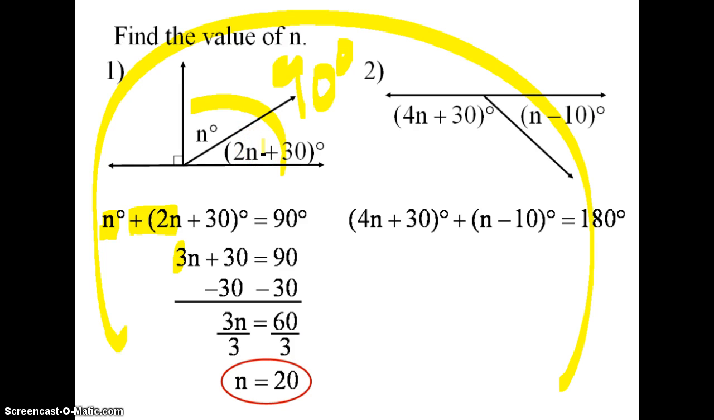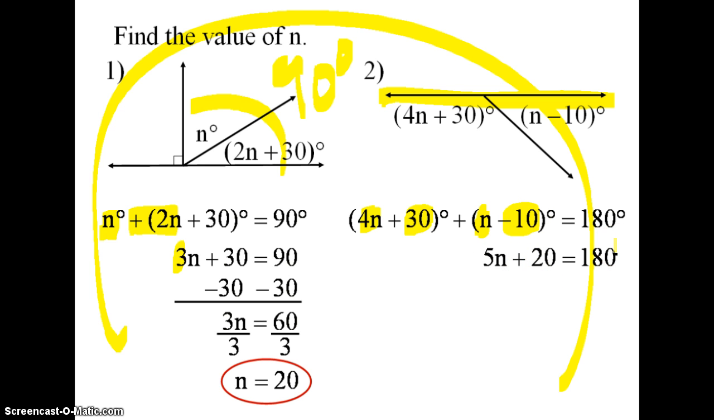Okay, and number 2 is the same thing, but in here, because this is the straight angle, the two angles at the bottom would add up to 180. Good. So if I add those together, 4n plus 30 plus n minus 10, I'm going to need to combine my like terms, which are 4n and n. 4n plus n is 5n. And 30 minus 10 is 20. And we know that's equal to 180.